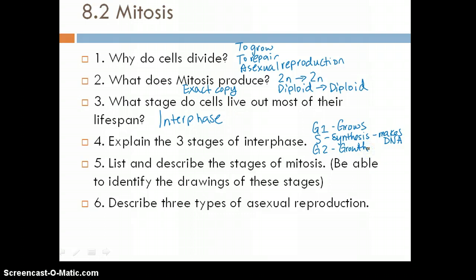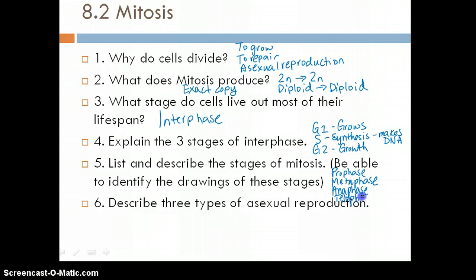List and describe the stages of mitosis, be able to identify the drawings. I'm not going to draw them all here, but you can go back in your notes and look at those. So mitosis begins with prophase. Due to room, I'll just explain what's there. In prophase, the nuclear membrane disappears, the chromosomes are visible, the centrioles move to the poles, and the spindle fibers develop. Then we go to metaphase, and in this one, the chromosomes line up across the center of the cell. Anaphase, the chromatids are pulled to the opposite ends of the cell.